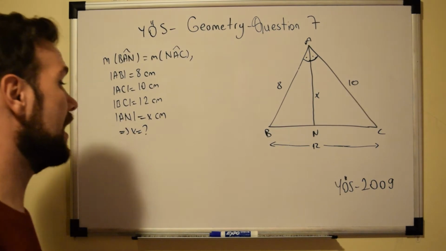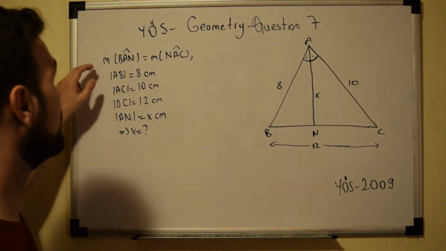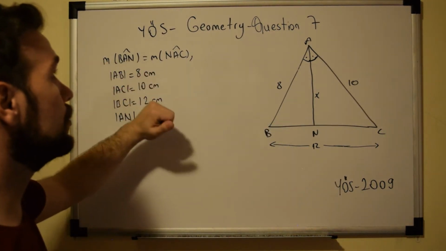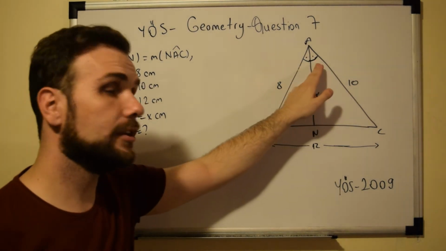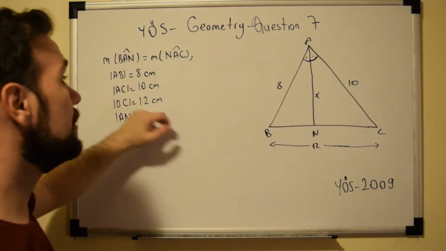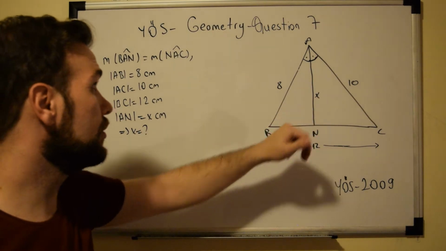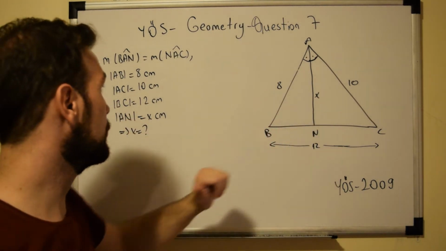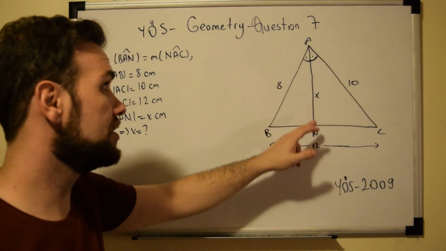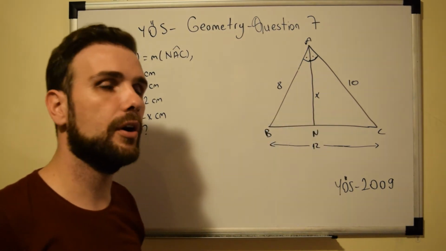In this question we have, as you can see, two triangles. We have angle BAN which is equal to NAC, so this angle is equal to this angle. We have AB which is equal to 8, AC which is equal to 10, and BC which is equal to 12. And we have AN which is equal to X, and what is the value of X?